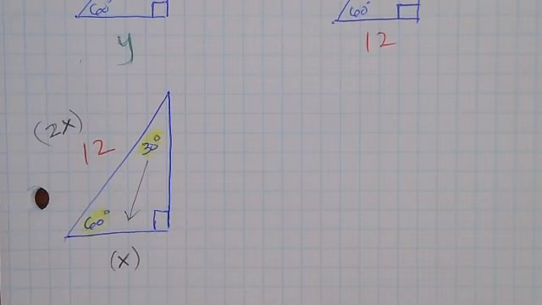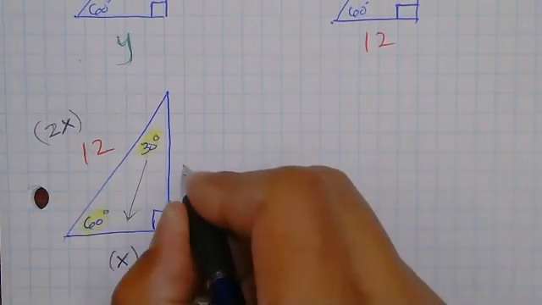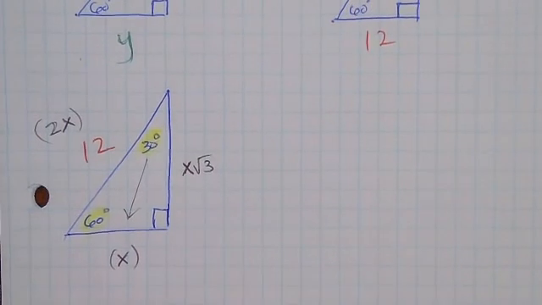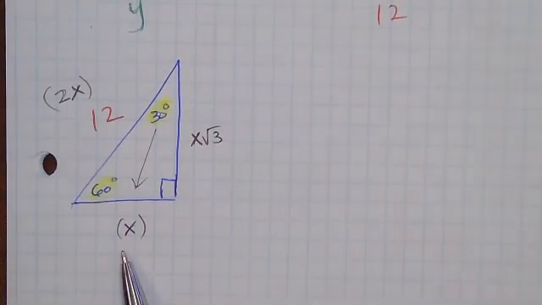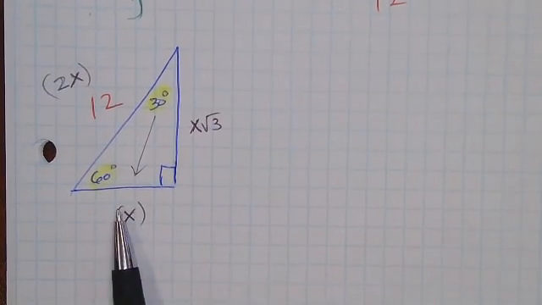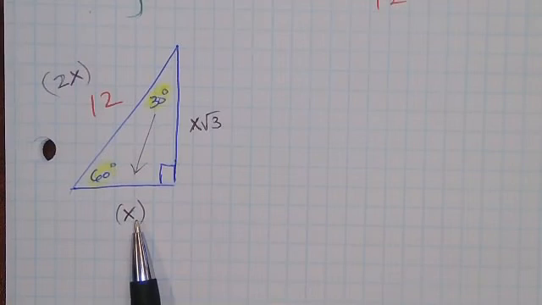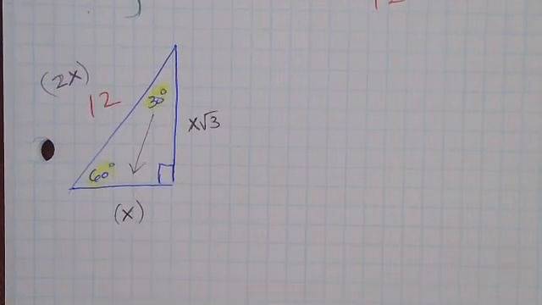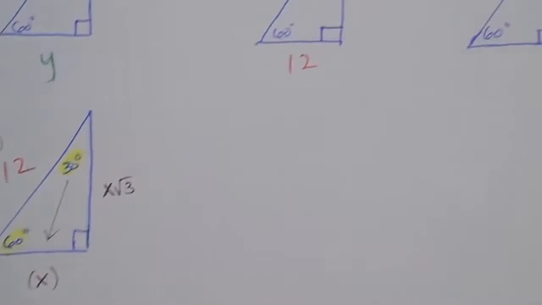And what's the last side? I mean, there's only one side left. X radical 3. On this problem, do I know my value of x? Do I know what the number for x is? No. Everybody agree I don't know it? No, I don't know it. I don't have the value of x. Okay, well, we'll come back to this one.